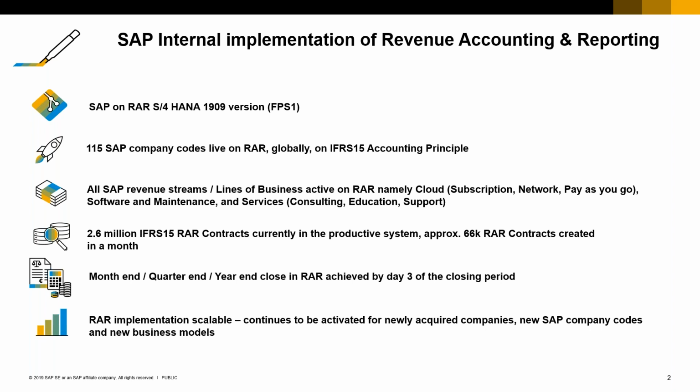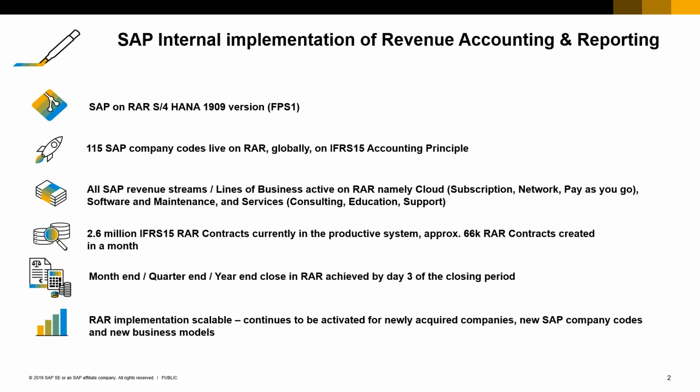But let me first get started by providing you a snapshot of where we stand today in our adoption of revenue accounting at SAP. So we are currently on RAR S4HANA on-premise 1909. We recently upgraded from S4HANA 1809 to 1909 a couple of months ago. We have 115 SAP company codes live on RAR globally in the IFRS 15 accounting principle. All of SAP's revenue streams or lines of business, namely cloud, services, on-premise, are configured in RAR.